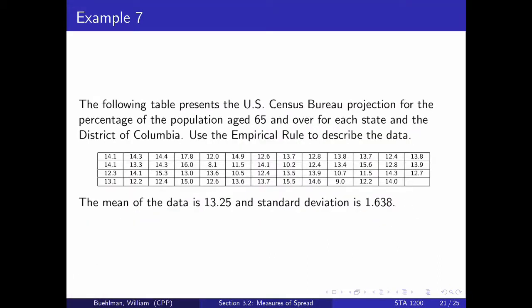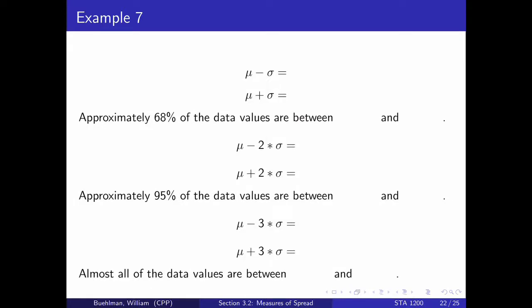Example 7, the following table presents the U.S. Census Bureau's projection for the percentage of the population age 65 and over for each state and District of Columbia. Use the empirical rule to describe this data. So I'm telling you to use the empirical rule so you can. The mean of this data is 13.25 and the standard deviation of this data is 1.68. Remember, to use the empirical rule, we care about 1 standard deviation, 2 standard deviations, and 3 standard deviations.